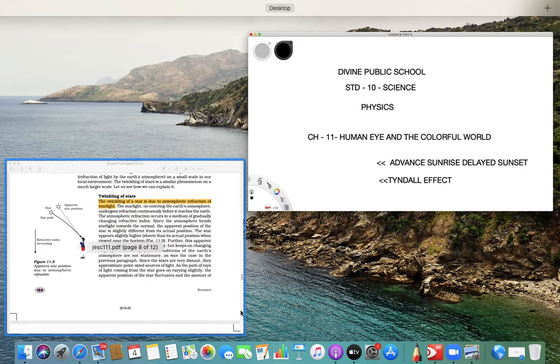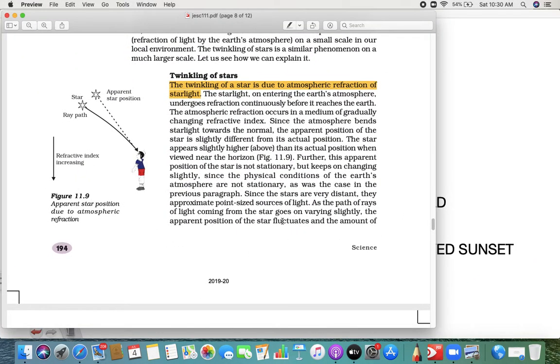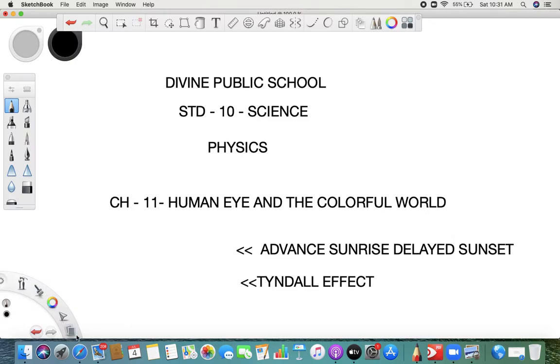Let us see quickly. Again, as I said yesterday, the twinkling of the stars is due to atmospheric refraction of starlight. As you know, the stars are very far from us. A star produces its own light, so it does not depend upon the sun. When the light comes from the star, it reaches us. Let me show you it again.